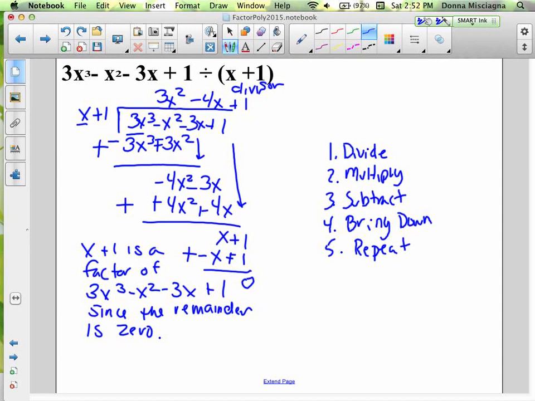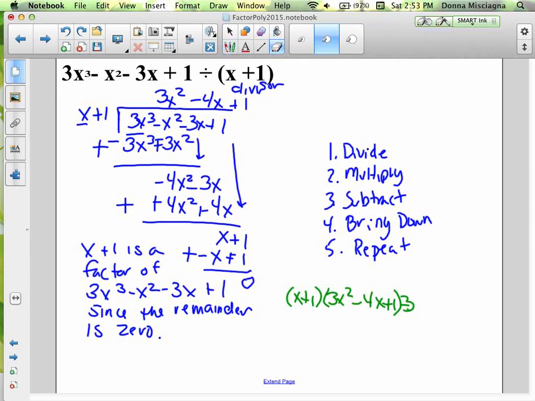What that means is if we were to take x plus 1 and multiply 3x squared minus 4x plus 1, so if we were to take our divisor and multiply it by our quotient, we would get our original equation since x plus 1 is a factor.